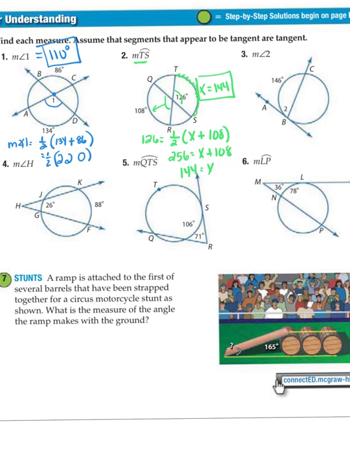Continuing and asking ourselves, where is the vertex? The vertex is on the circle this time. So an angle formed is always going to be 1/2 of its arc. So I just need to take 1/2 of 146, and I'm going to find that angle 2 is an even 73 degrees.